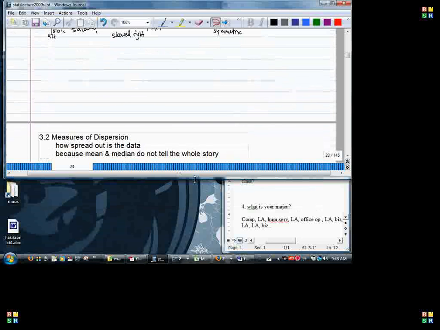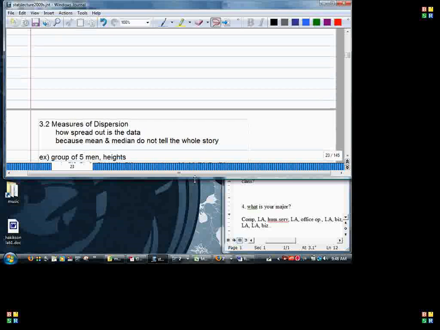So the next bit is measures of dispersion. Does anybody know what dispersion means? Exactly. How it's distributed, or literally it means the extent to which it's spread out. And this is because mean and median do not tell the whole story.